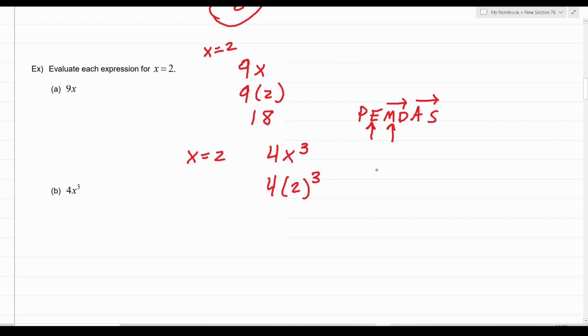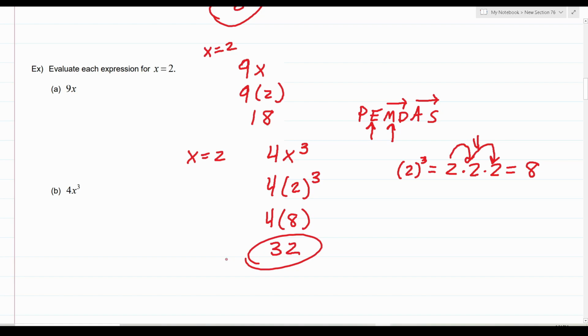Then after that, we'll take care of that multiplication. I'm going to work this 2 to the third off to the side. 2 to the third is the same as 2 times 2 times 2. 2 times 2 is 4, and 4 times 2 is 8. So 2 to the third is 8. This becomes 4 times 8, which is 32. So B is 32.